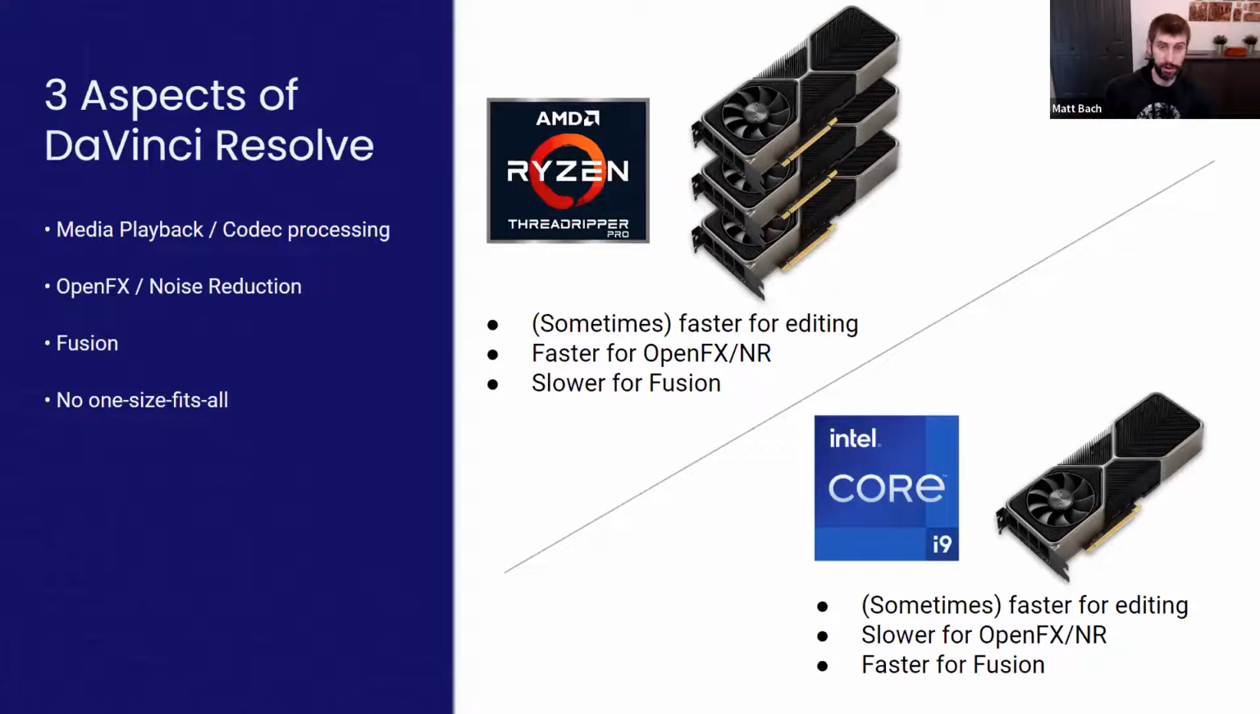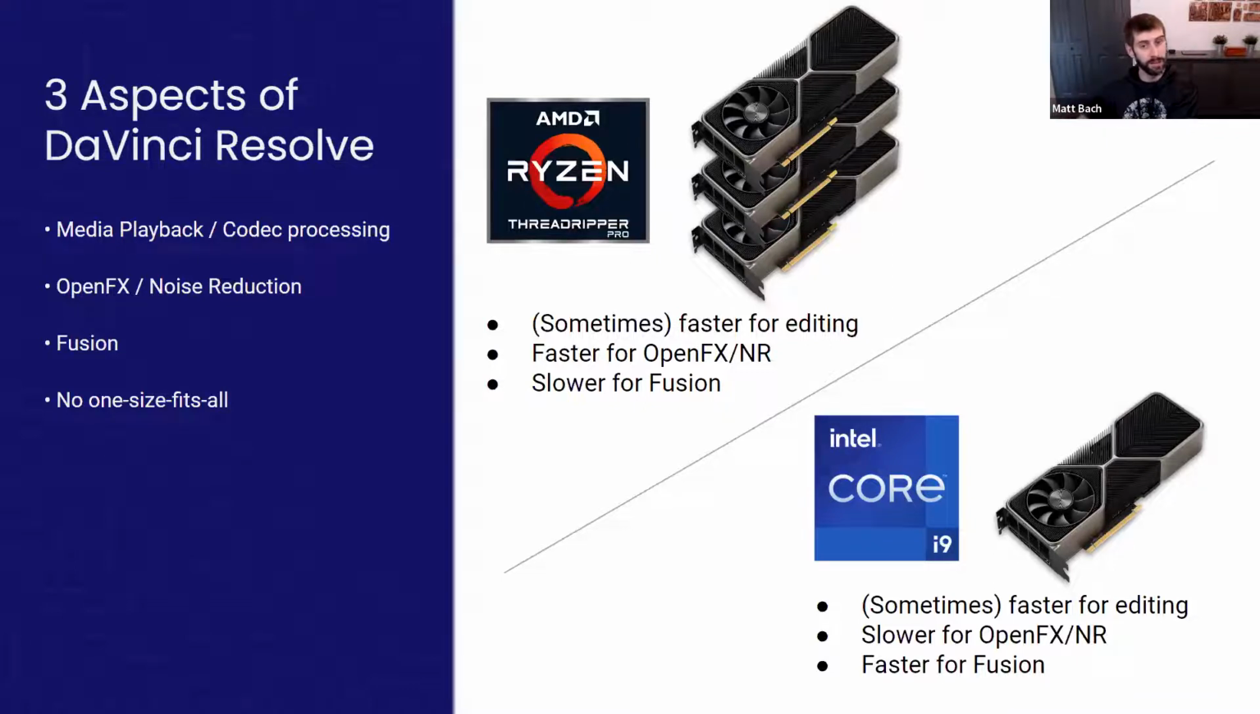You could have something like a Threadripper Pro with triple GPU, and sometimes it'll be faster for editing. Things like ProRes, Red, it'll definitely be faster for editing, either because of the beefier CPU or the more GPU power. It definitely will be faster for OpenFX and noise reduction because of the triple GPU, but it'll be slower for Fusion, because having all of those cores doesn't really help you in Fusion. And typically, the more cores you have, the lower the individual performance per core, which is what Fusion wants. So it'll be a bit slower for Fusion.